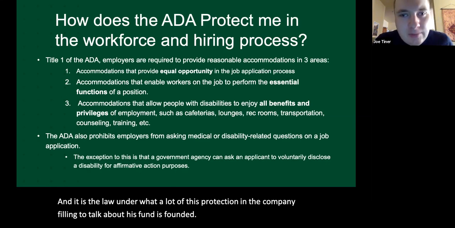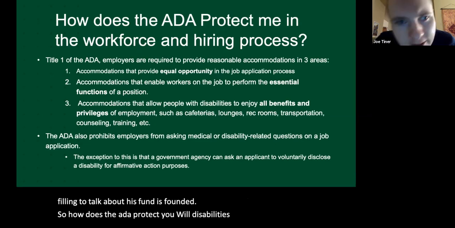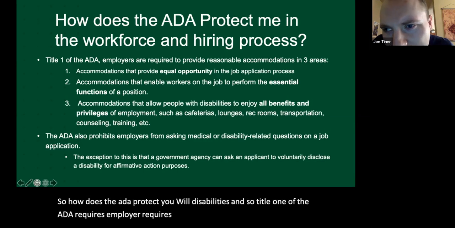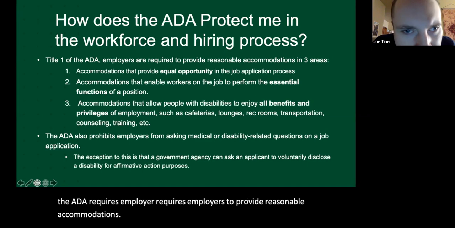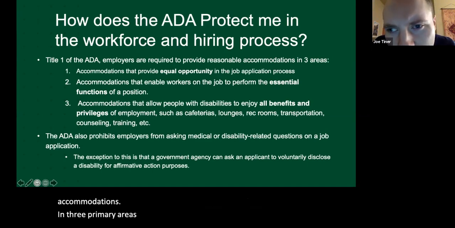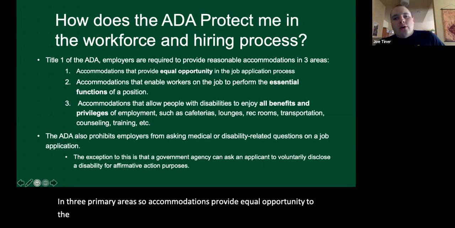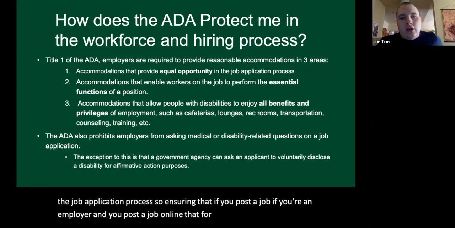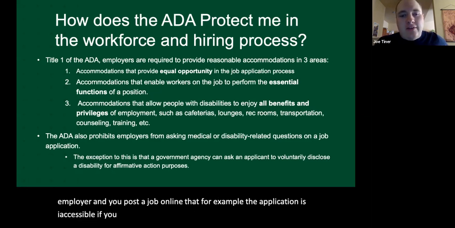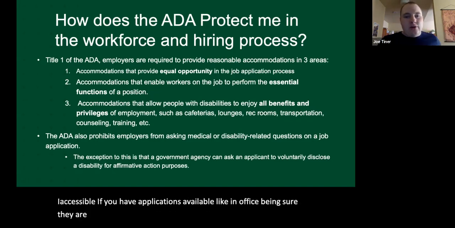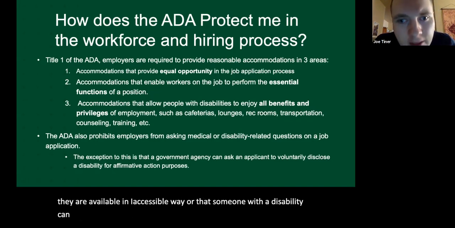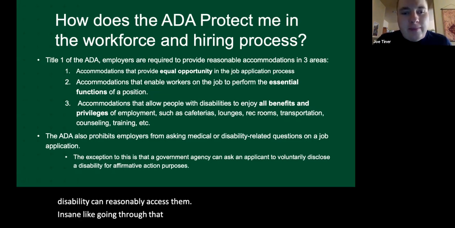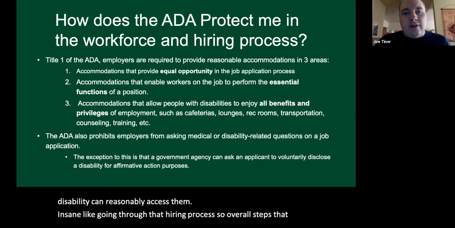So how does the ADA protect people with disabilities? Title I of the ADA requires employers to provide reasonable accommodations in three primary areas. First, accommodations to provide equal opportunity in the job application process. So if you're an employer and you post a job online, the application has to be accessible. If you have applications available in office, be sure they're available in an accessible way, or that someone with a disability can reasonably access them. And the same goes for the hiring process. All steps of that are provided with accommodations or equal access in their design.